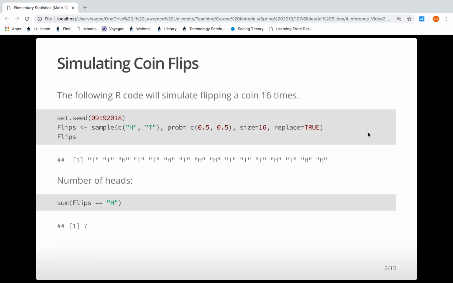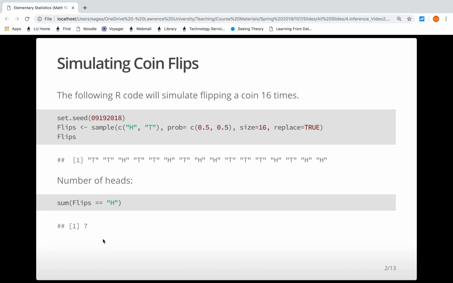Here's some R code for simulating 16 flips of a fair coin, corresponding to the dolphins' 16 attempts to press the button. We see that the first simulated coin flip comes up tails, corresponding to the dolphins getting it wrong. The second flip also comes up tails. The third flip comes up heads, and you can see how the 16 flips play out. Total, out of the 16 coin flips, we obtained 7 heads, which is considerably less than the 15 times that the dolphins truly pressed the right button.